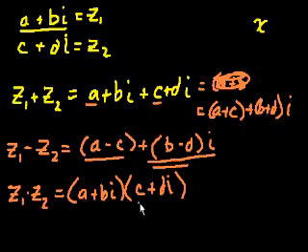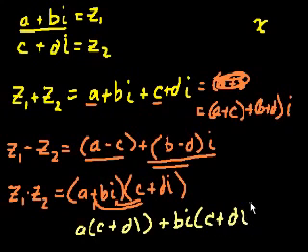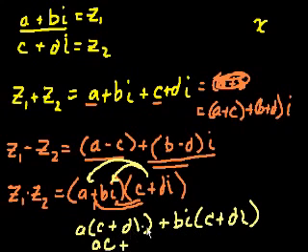So what we can do is take the c plus di and distribute it on each of these terms, right? So this should be equal to a times c plus di, plus bi times c plus di. All I did is I took the c plus di and multiplied it by this to get this, and I multiplied it by this to get this. And then we distribute again. We get ac plus a di.